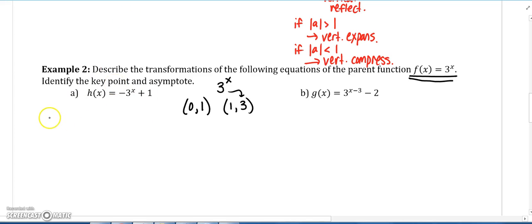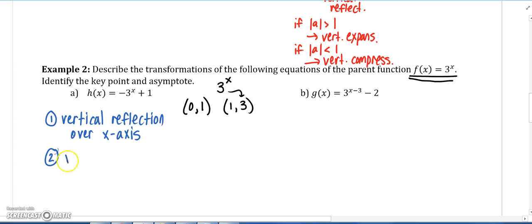So for number 2a, let's start with. If I want to describe my transformations, I start with horizontal, but there are none. So I go left to right with vertical. So there's a negative, that would be a vertical reflection over the x-axis. All right, and then I move on to the +1. That's a vertical shift up 1.